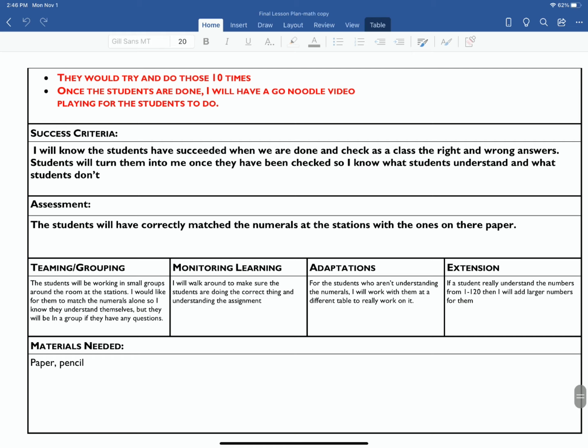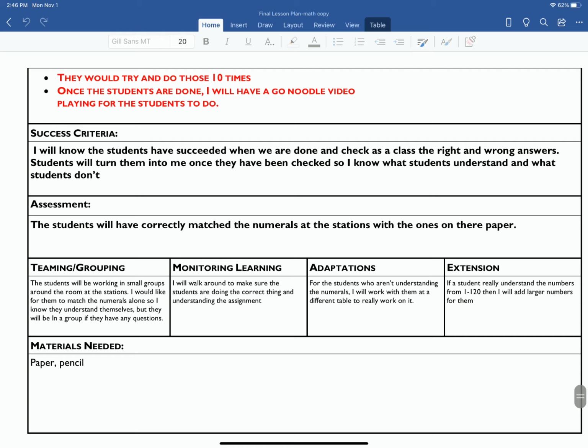For monitoring learning, I will walk around the room to make sure students are doing the correct thing and understanding the assignment. I don't want students to fail. That's not me, so I just want to make sure that they're going to be doing okay. An adaptation that I will have is for the students who are not understanding the numerals, I will work with them at a different table to really work on it. I know sometimes working at back tables calls out those students, but if they don't understand, they need that help. Extensions: if a student really understands the numbers from 1 to 120, then I will add larger numbers for them.